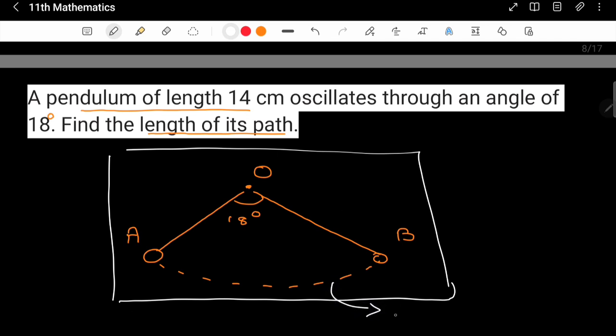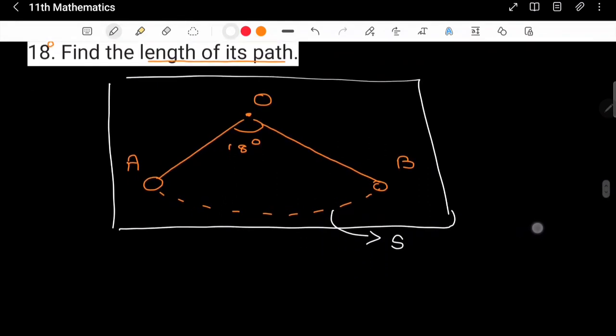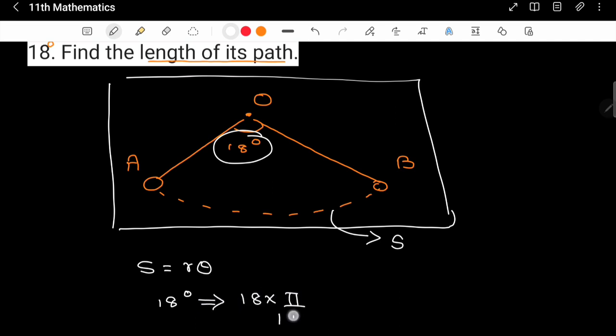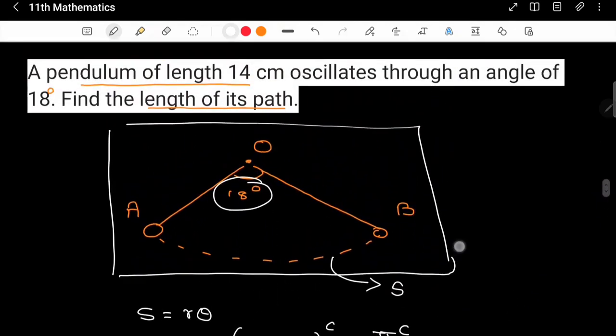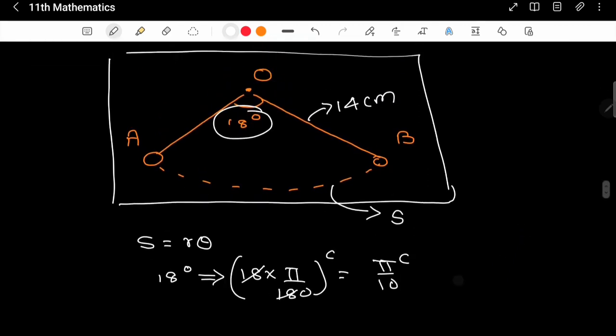We have to find out this S over here, and when the given angle is 18 degrees, we can use it in the formula S is equal to R theta, but we have to convert 18 degrees first into radians. So 18 degrees into radian goes to 18 into pi by 180 radians, which is equal to, 18 tens are 180, so it is pi by 10 radians. Okay, and this length of the pendulum is given to be 14 centimeter, which can be considered as the radius of the circle.